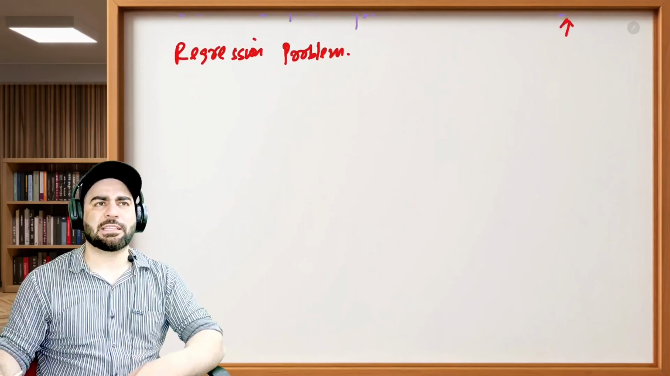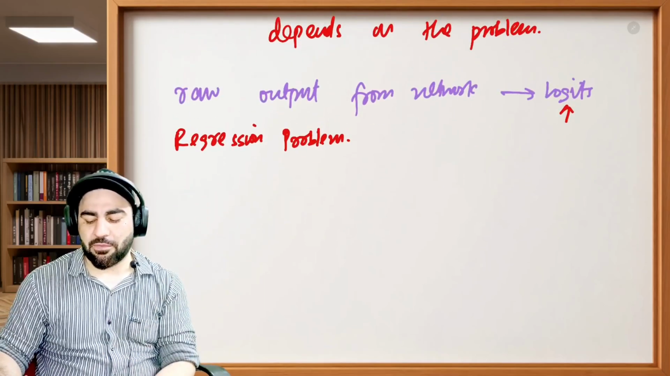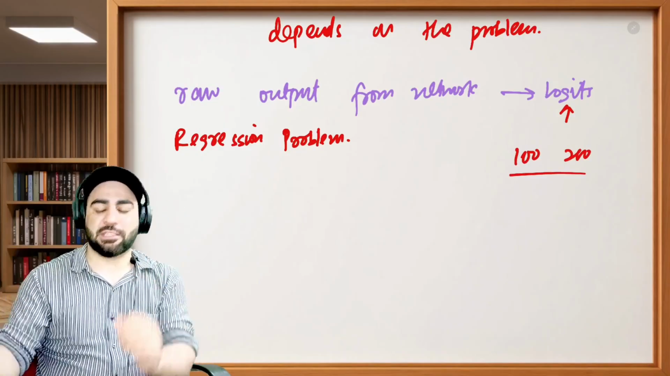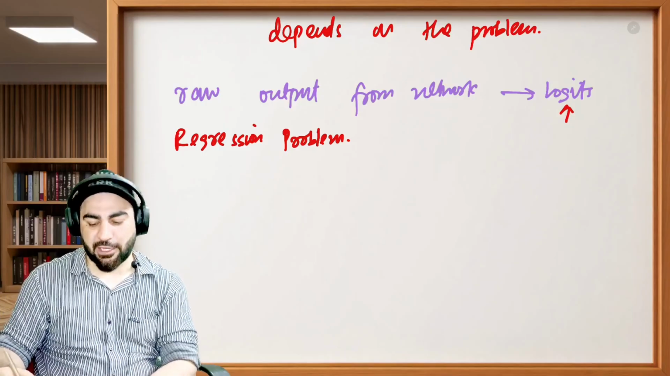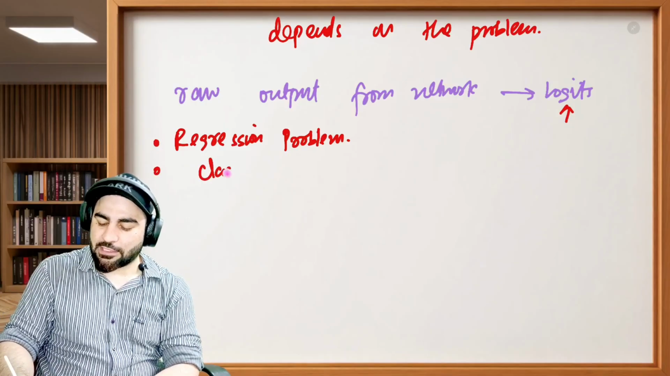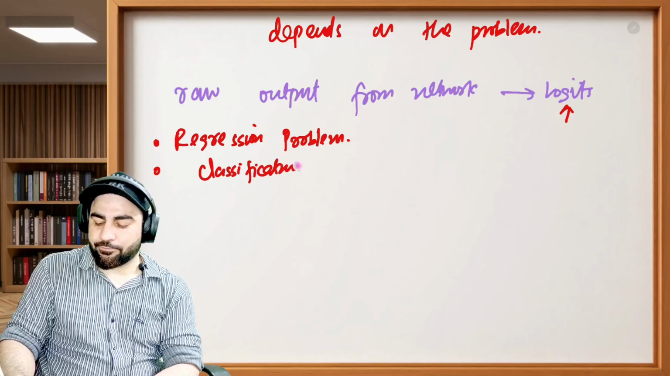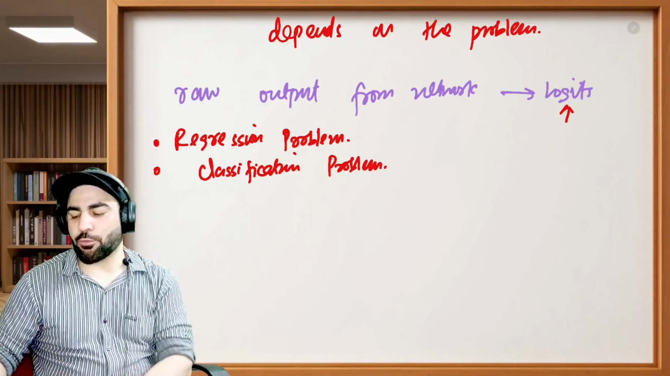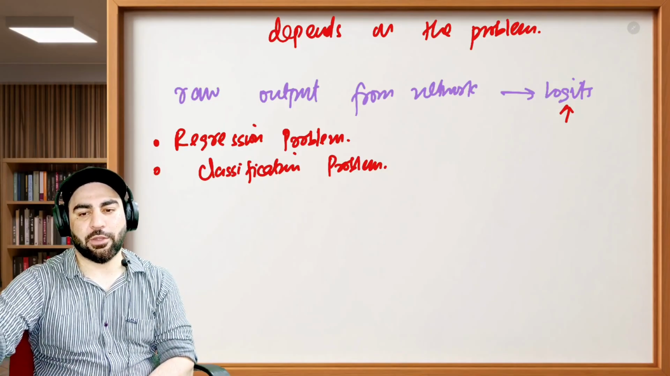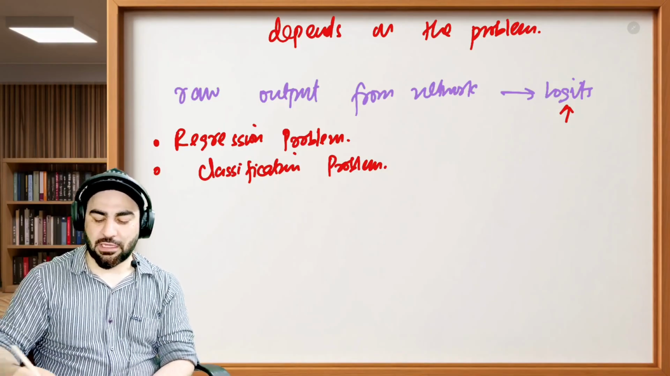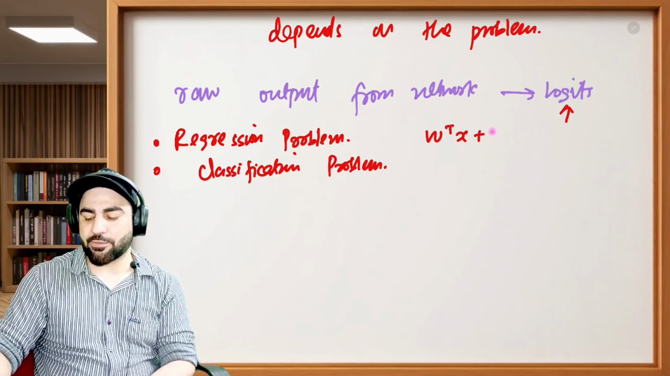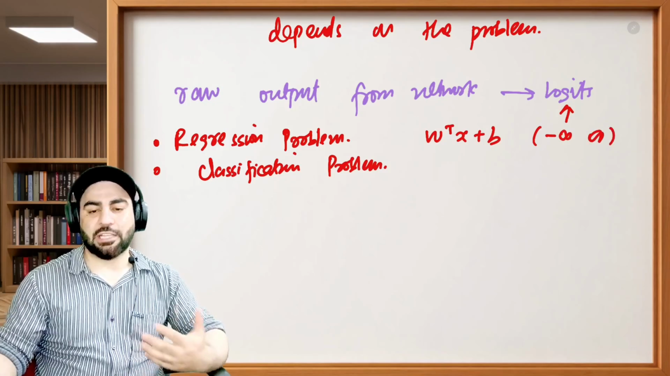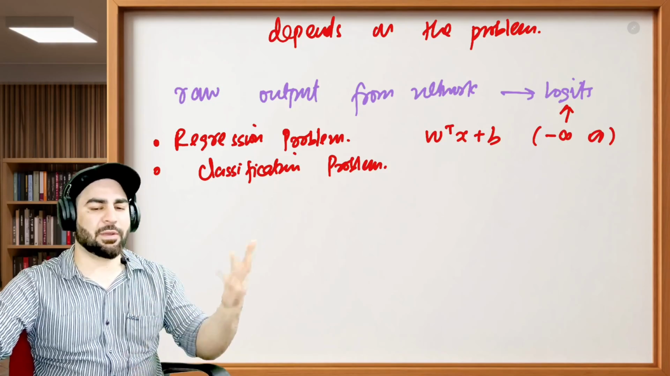Or you can use something else. If you have to get values between, say, 100 to 200, you can use something in which you will get values in this range. So for the regression problem, as I said, the last thing will be W transpose X plus B. You will not do anything; you will keep it as it is, because it will give you answers from minus infinity to infinity. So that's what the value of S is. Regression targets are usually unbounded because you don't have to bound them.